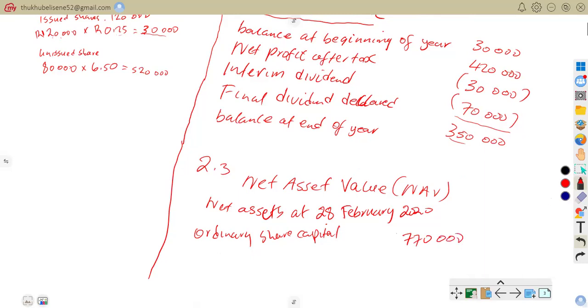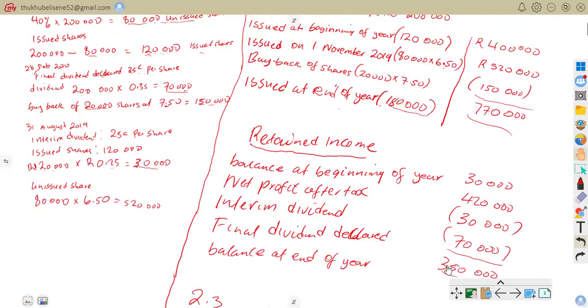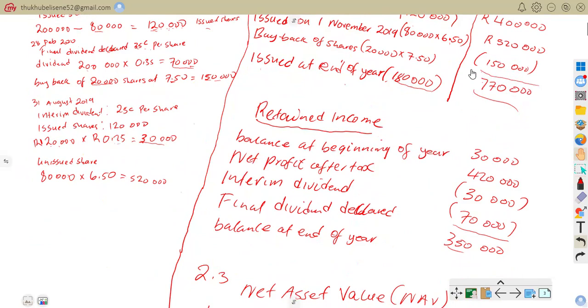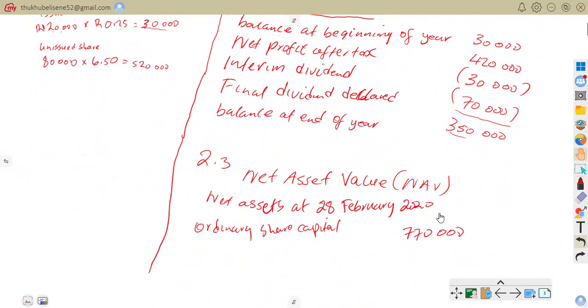You know where we get this 770. So here is our 770 when we're calculating the ordinary share capital note. So we came up with this amount, 770. So now let us move on. This is our ordinary share capital that we have calculated on the note that we asked in 2.2.